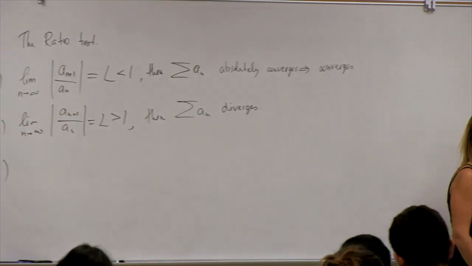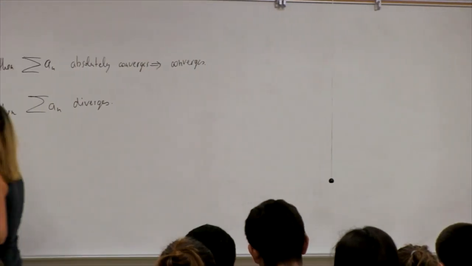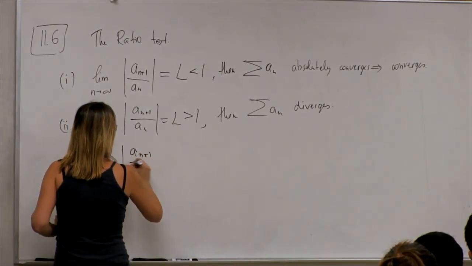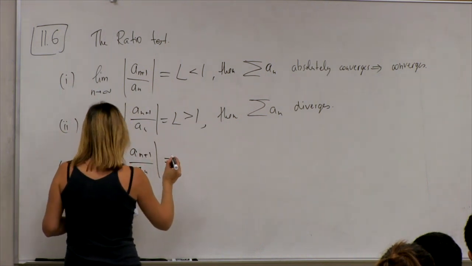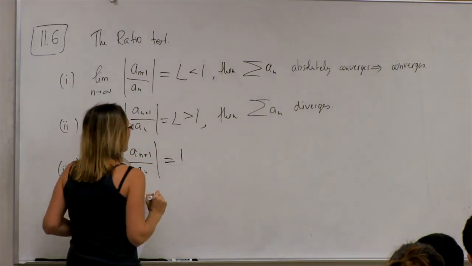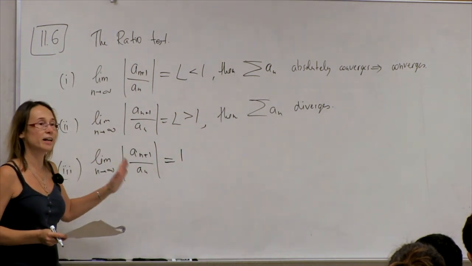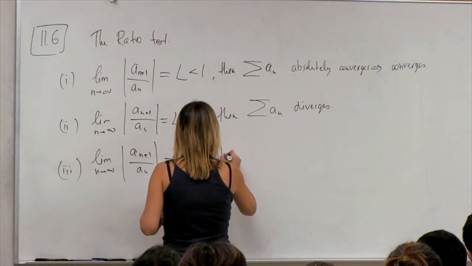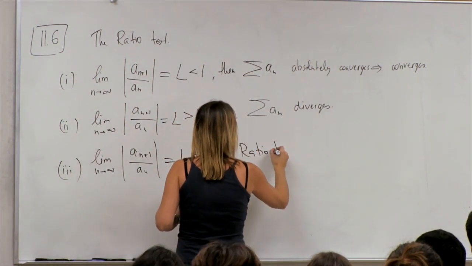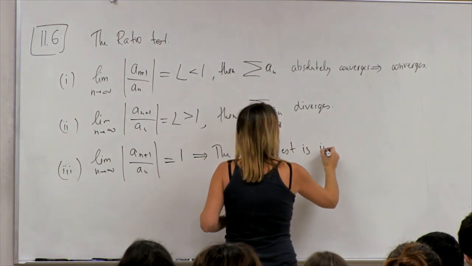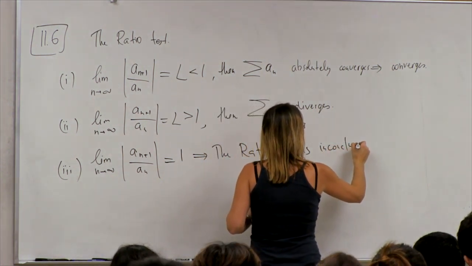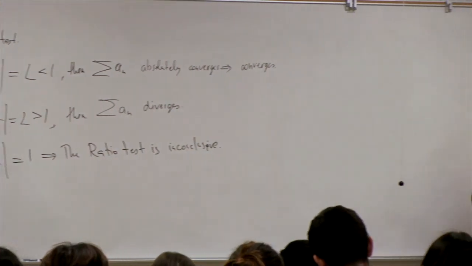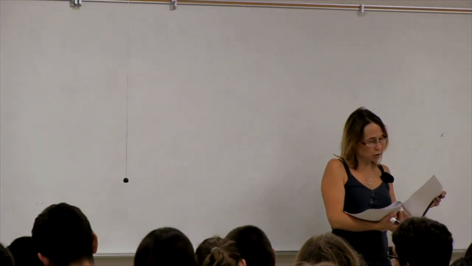And of course, there's a third case. What's the third case? It is equal to 1, exactly. The limit of a_{n+1} over a_n is equal to 1. And in this case, the answer is we have no idea. It could be either way. The ratio test is inconclusive, and we'll have to apply further tests to say anything at all about convergence.